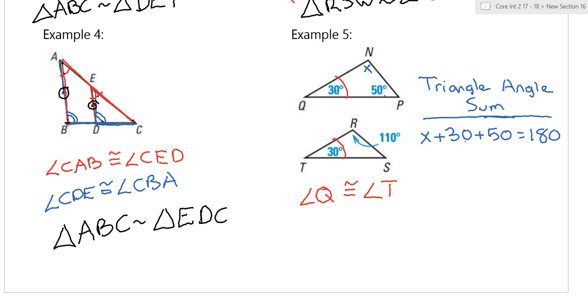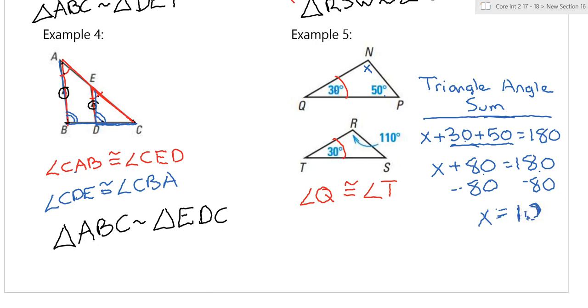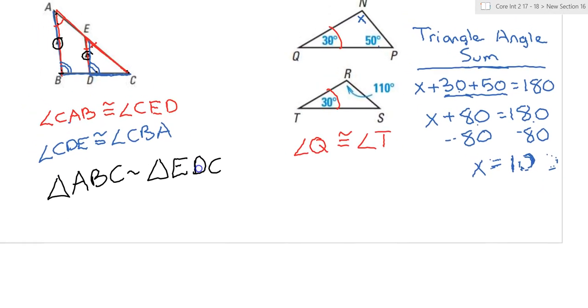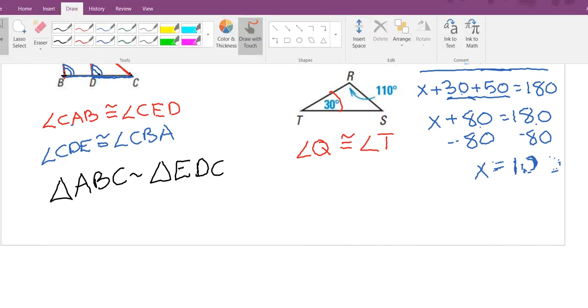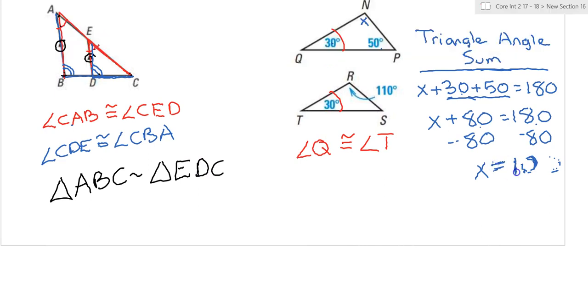These two are on the same side, so I'm going to just add them together. X plus 80 equals 180. Opposite sides, I'm going to do the opposite. 180 minus 80. My board doesn't like me. I'm going to try and move it up just a little bit. Equals 100. Okay, so this angle here is 100 degrees.